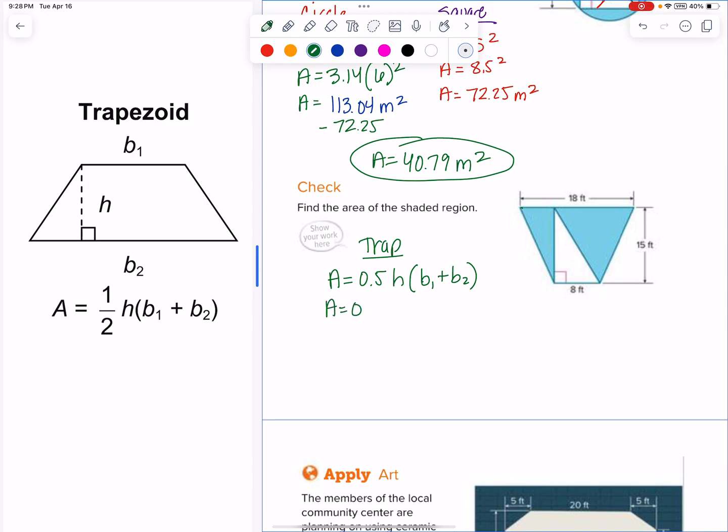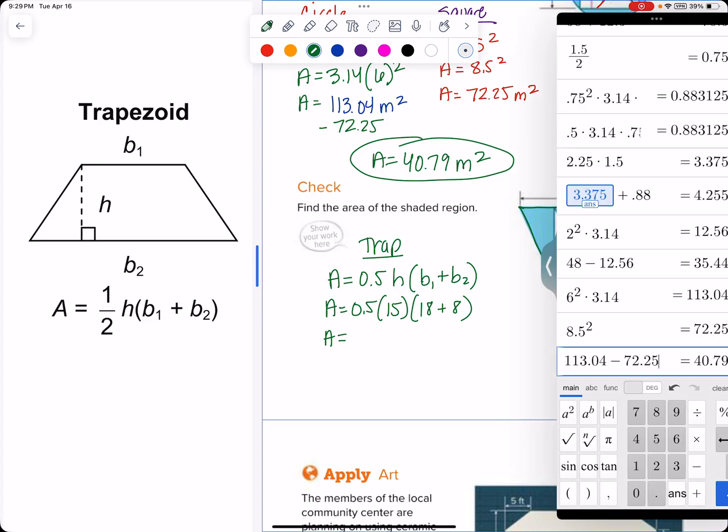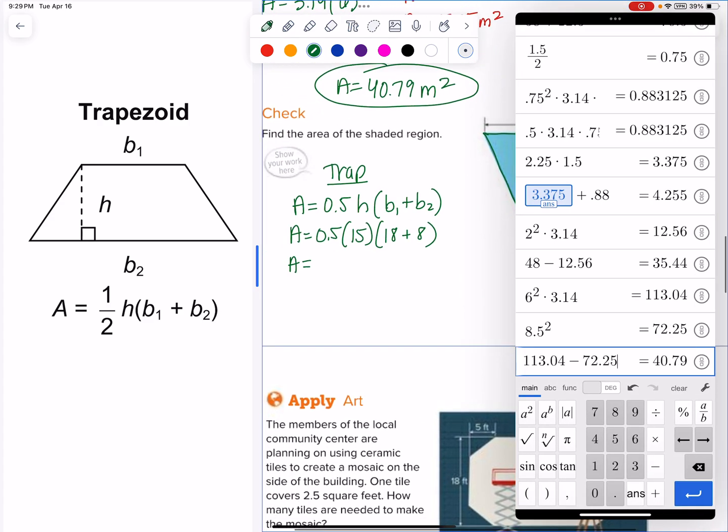So area equals 0.5. What is the height of the trapezoid? Well, we can see the height is right here. So again, I'm going to outline the trapezoid so you can see what we're looking at here. The height is 15, and then we're multiplying that by base 1 plus base 2. So base 1 is 18 feet, and base 2 is 8 feet. So now we can find the area of the trapezoid. Let's go ahead and do that and type all of that in.